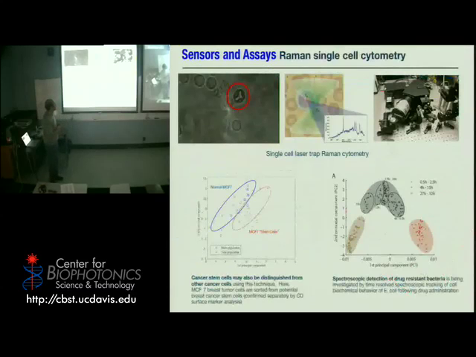This is going back and showing you that when you do these laser trap measurements and you get a spectrum, you can then, based on that spectrum, group things. Normal cells versus stem cells, or in this case, you can image drug-resistant bacteria and see what's happening, which E. coli are resistant, which E. coli are not. And you can do that ahead of time.